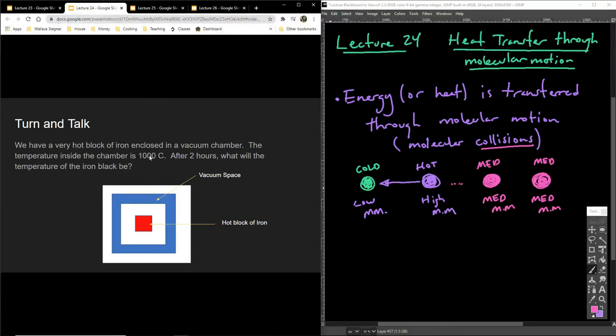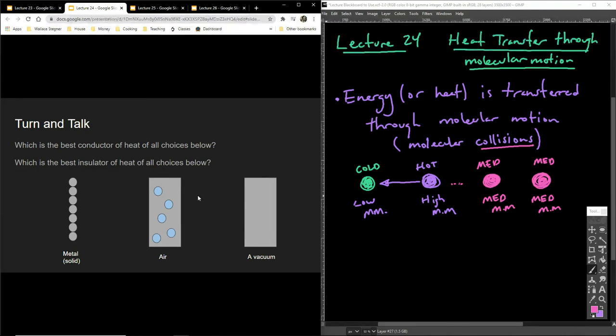So it makes sense that the temperature should be about the same. The temperature is going to stay the same at 1,000 degrees Celsius, which means no heat or no molecular collisions occurred. So no heat was lost. There's no molecules inside this vacuum, so there's no molecules to exchange the molecular motion through molecular collisions in order to get heat or energy from inside to outside.